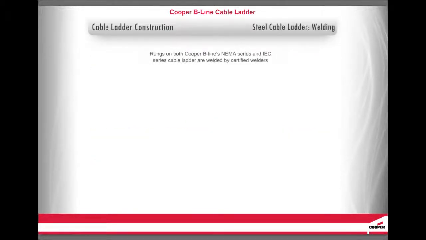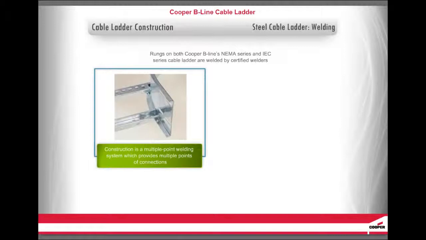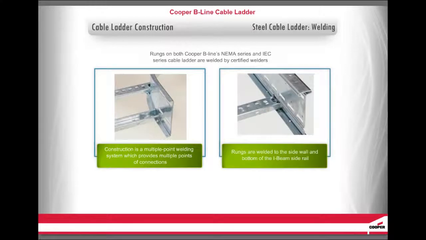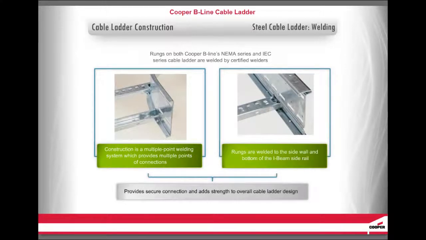The rungs on both Cooper Beeline's Nema series and IEC series cable ladder are welded by certified welders. The construction is a multiple point welding system which provides multiple points of connections. The rungs are welded to the side wall and the bottom of the I-beam side rail. This provides a secure connection and adds strength to the overall cable ladder design.